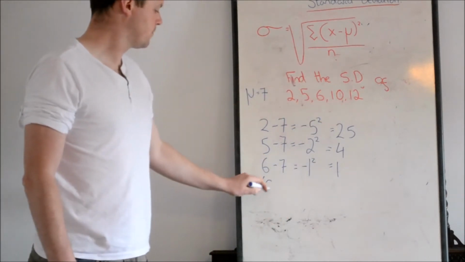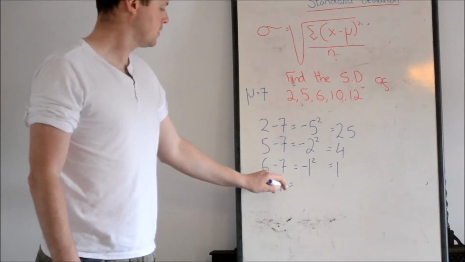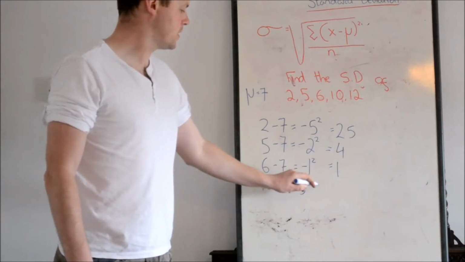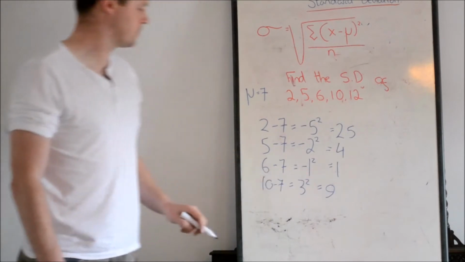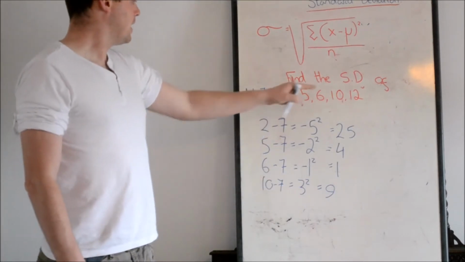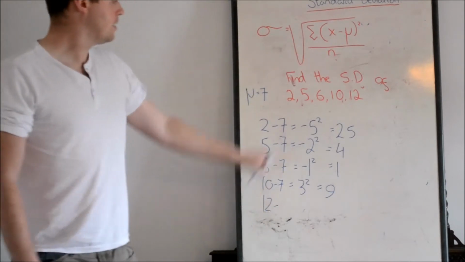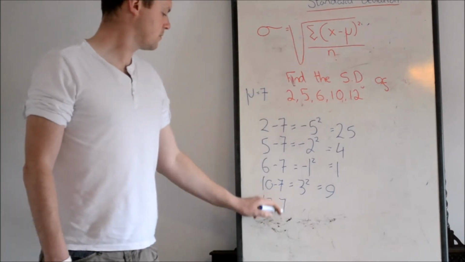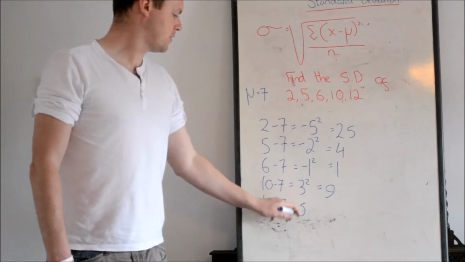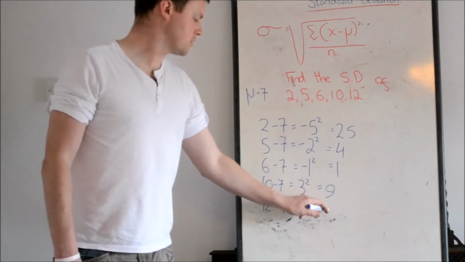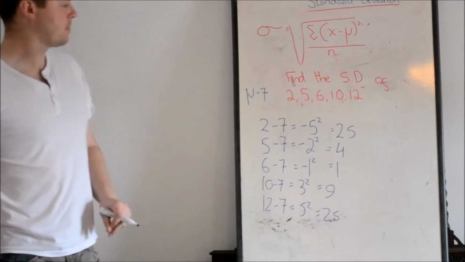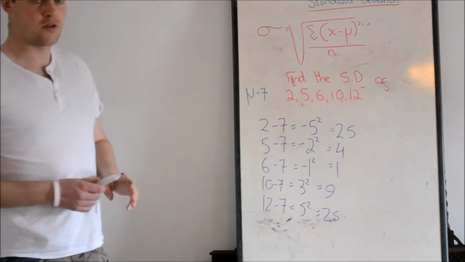10 minus 7 equals 3 squared, which gives us 9. And the last one, 12 is our number, minus 7 equals 5 squared, which gives us 25. Now we slot it into our formula.